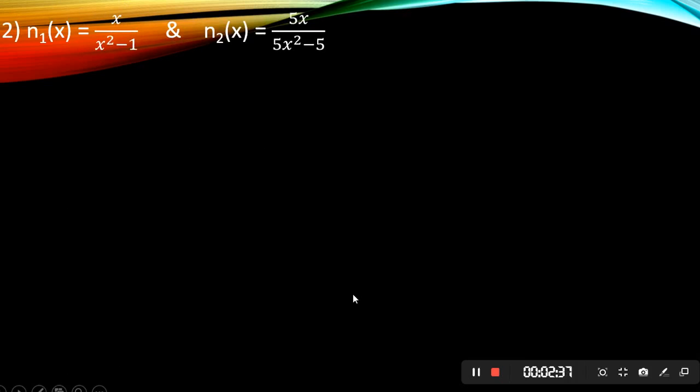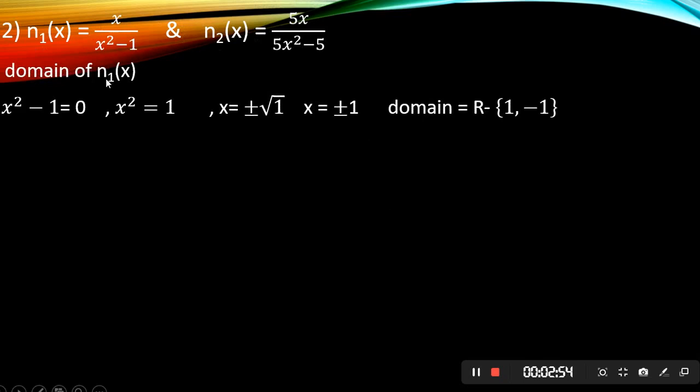Let's go to example 2 on page 44. n1 of x equals x over x power 2 minus 1. n2 of x equals 5x over 5x power 2 minus 5. Domain of n1 of x: I will take the denominator, x power 2 minus 1 equals 0. So x power 2 equals 1. X equals positive or negative root 1, equals positive or negative 1. So the domain equals R minus 1 and negative 1.